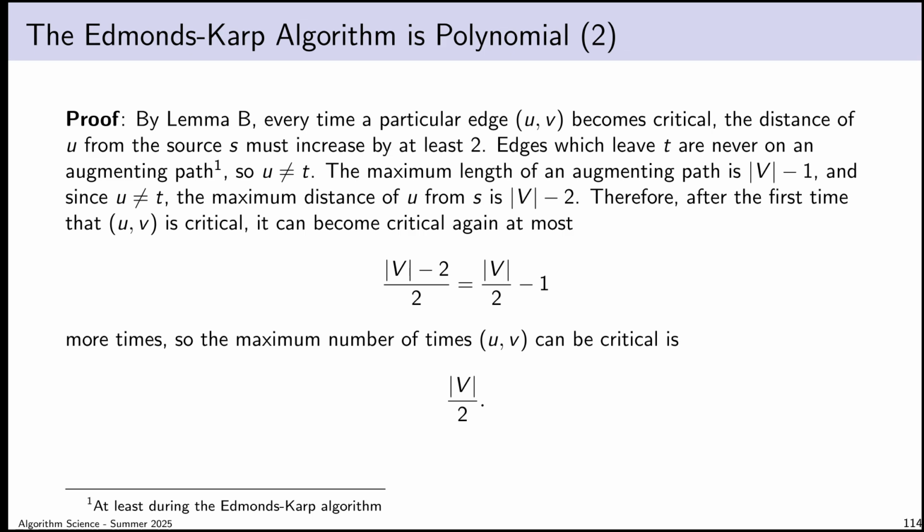So therefore, after the first time that a particular edge uv becomes critical, it can become critical again at most this number of times. So here's the maximum distance I can ever reach from the source vertex, and here is the increment to the distance at each step. So every time it becomes critical, it has to become 2 vertices further away from S. Okay, so after it's been critical once, the maximum number of times it can become critical again is this number. Now, it's a strange way I phrased that. So it was critical once plus this number of additional times. So if I add the plus 1 back into that, the total number of times that a particular edge uv can be critical is this number. Number of vertices all over 2.